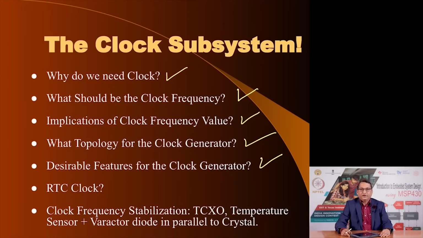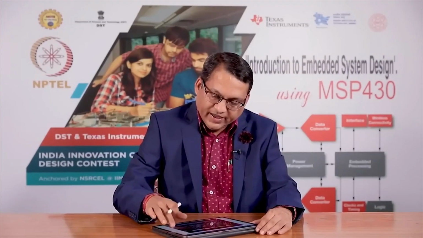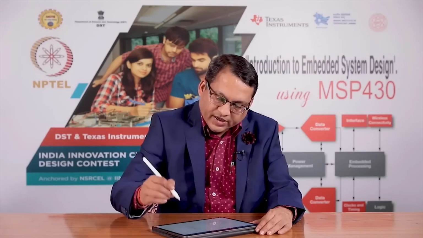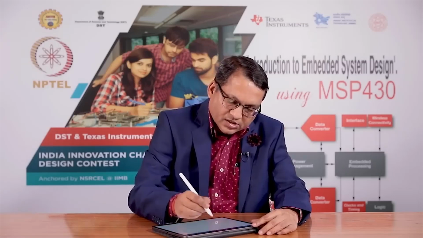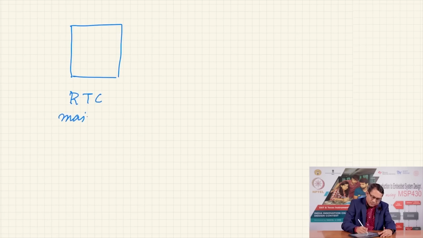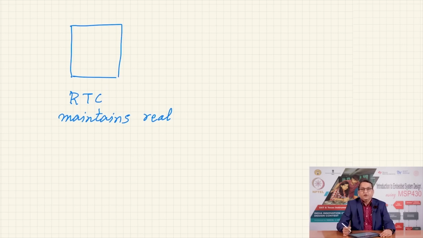Apart from the clock frequency that is required by the microcontroller, you require an additional clock, a complete clock system, and that clock system is called a real-time clock. A real-time clock is a dedicated function, a dedicated circuit which provides a certain functionality, which is to maintain real time. So, RTC maintains real time, that is, it can be used to know what is the current time of the day at whichever location you may be.